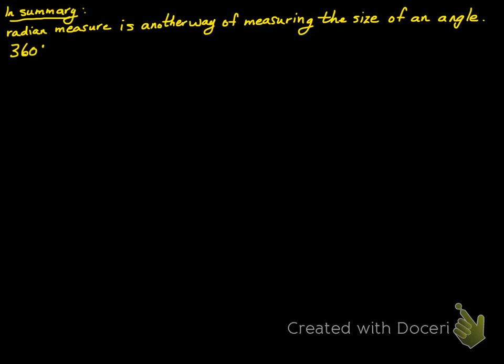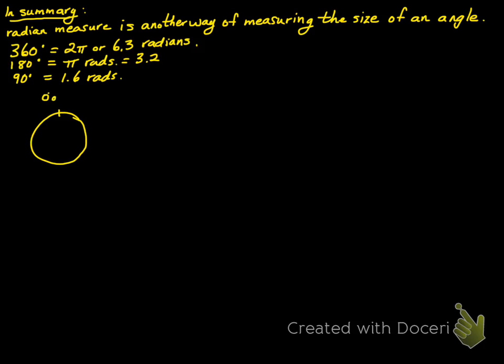In summary, radian measure is simply another measure of angles. We say that 360 degrees, or one way around a circle, is equal to 2 pi, or 6.3 radians. 180 degrees is called pi radians, which is about 3.2 radians, and 90 degrees we say is 1.6.